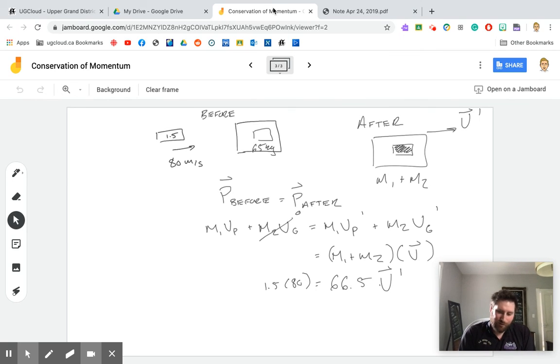Wow. So the goalie is moving at 1.8 meters per second backwards. So that is very, very fast backwards. It's a very fast shot puck.